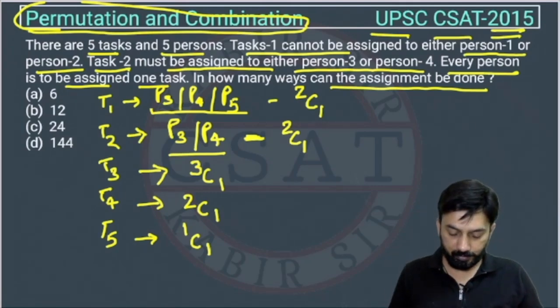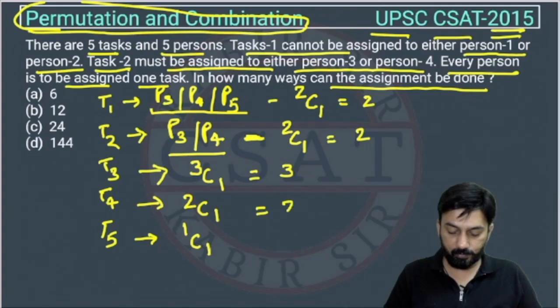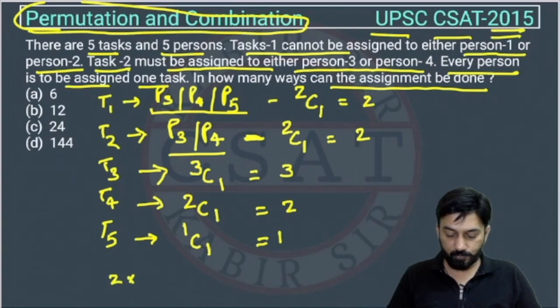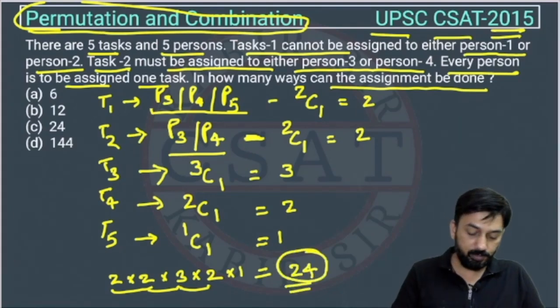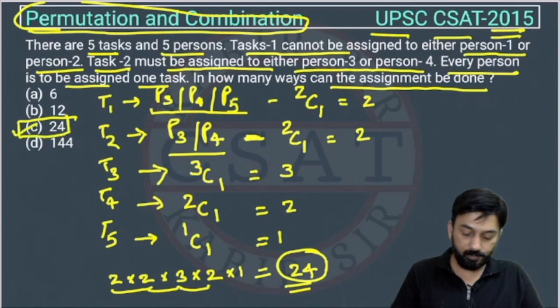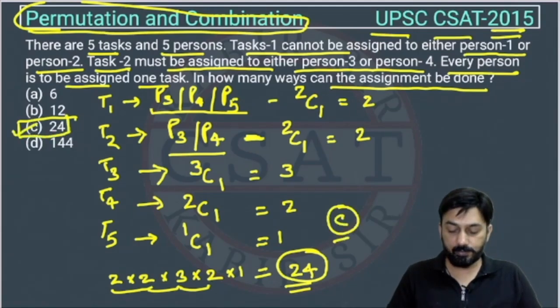So the final answer: we will solve this. 2C1 will be 2, 3C1 will be 3, this 2C1 will be 2, and 1C1 equals 1. So the final answer will be 2 into 2 into 3 into 2 into 1. 4, 4 threes are 12, 12 into 2 is 24. So the answer is 24. So the answer is option C. Option C is the correct answer for this question.